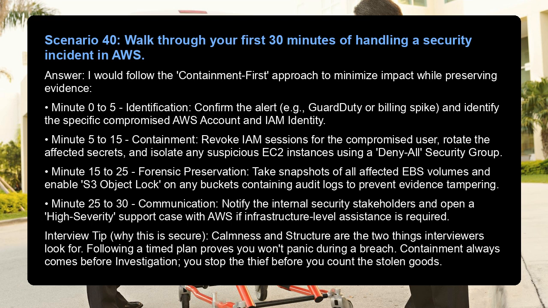Minute 5 to 15, containment. Revoke IAM sessions for the compromised user, rotate the affected secrets, and isolate any suspicious EC2 instances using a deny-all security group. Minute 15 to 25, forensic preservation. Take snapshots of all affected EBS volumes and enable S3 Object Lock on any buckets containing audit logs to prevent evidence tampering. Minute 25 to 30, communication. Notify the internal security stakeholders and open a high-severity support case with AWS if infrastructure-level assistance is required.